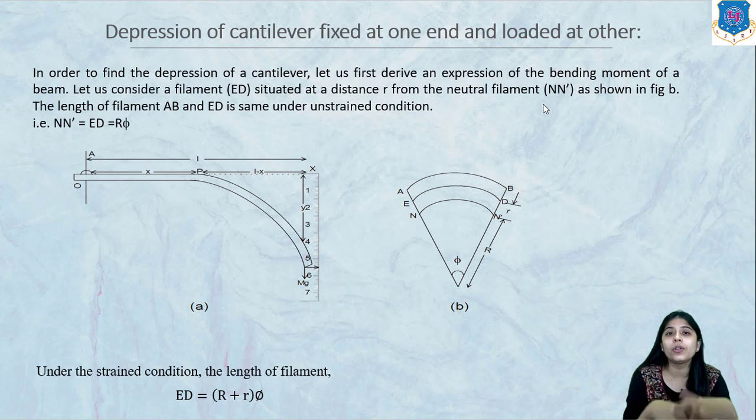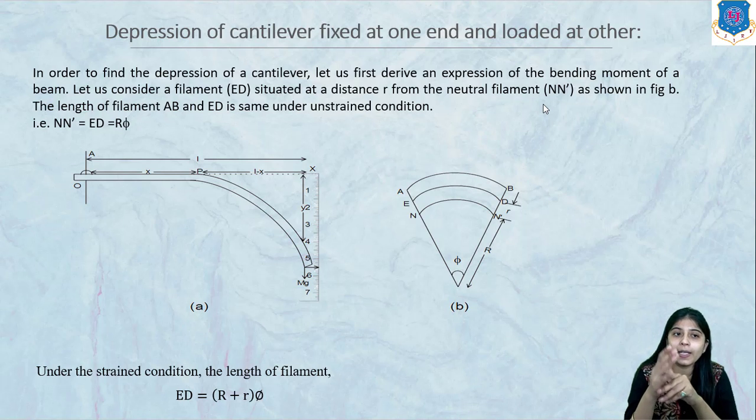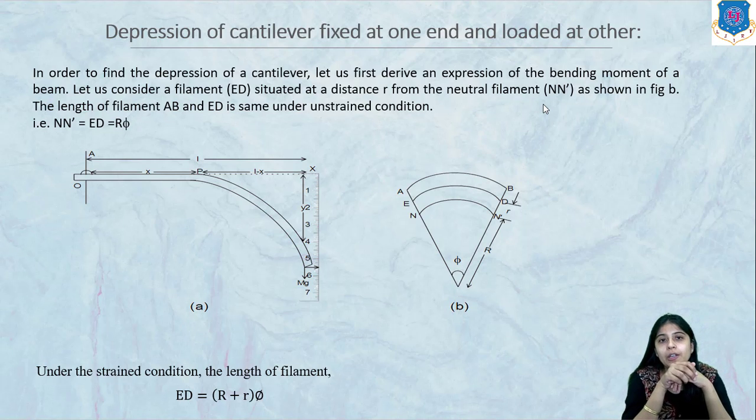Before the load is applied, the length of all the filaments is the same. Let us consider a filament above ED that is indicated by AB. The length of filaments AB and ED is the same under the unstrained condition. Strain is produced when load is applied, so the unstrained condition means no load is applied. So N dash equals ED, which will be capital R into phi.